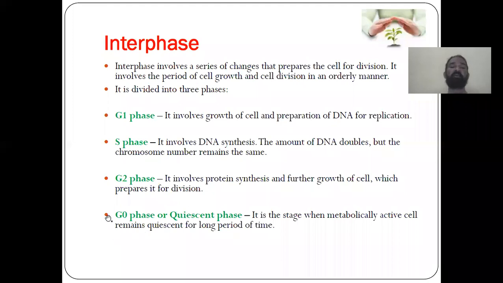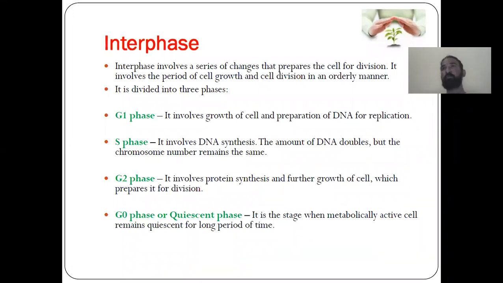And the last one is the G0 phase or quiescent phase. In this stage, metabolically active cells remain quiescent for a long period of time, which means that after division, the cell undergoes some resting period before entering one more division. That is called the G0 phase. That's why it is the stage when a metabolically active cell remains quiescent for a long period of time.